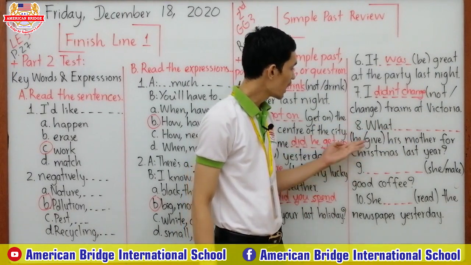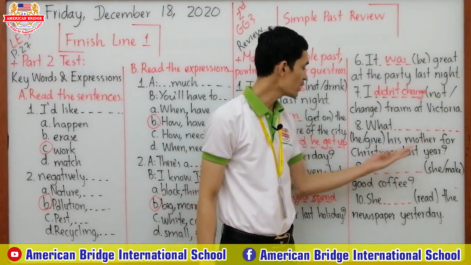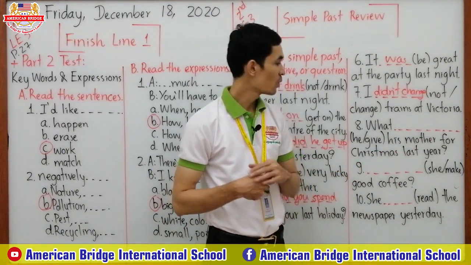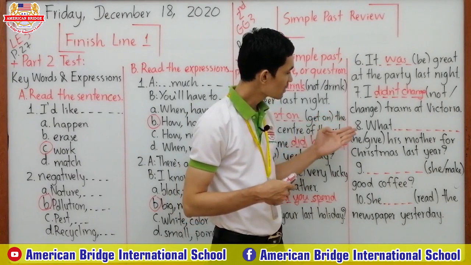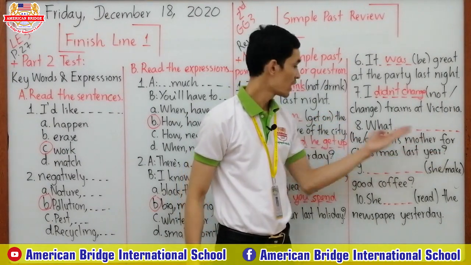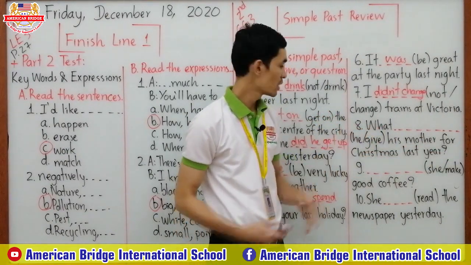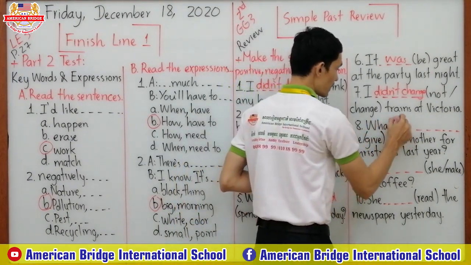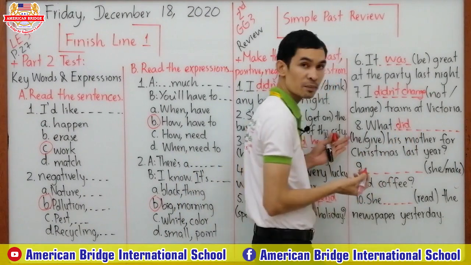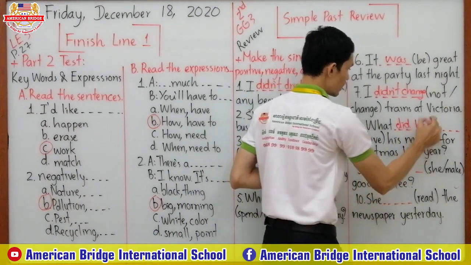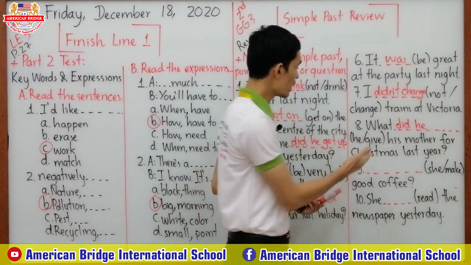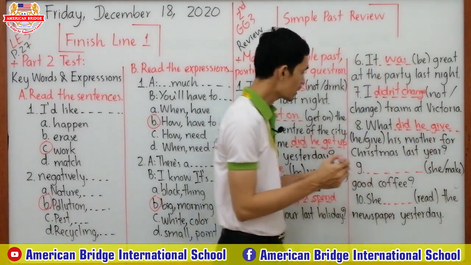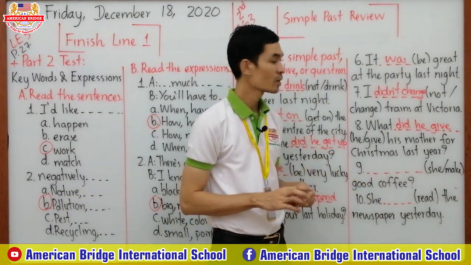What blank he give his mother for Christmas last year? Okay, so what? It must be a question, right? And it starts with a WH word, what. So you must make it with did, start with did, right? Did plus the subject. Where is the subject? He, okay, he. And then plus the base form of the verb, give. What did he give his mother for Christmas last year?